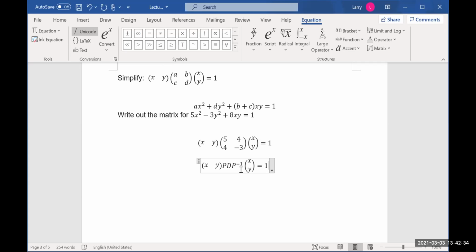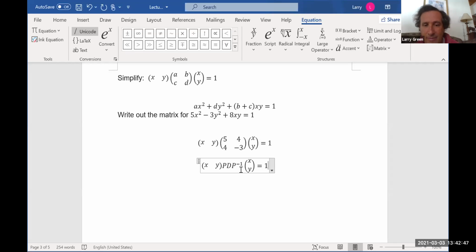Okay. So what the P does is it rotates the plane and P inverse rotates it back. Is that clear? So this says we're going to start with our XY, we're going to rotate it, then we're going to do D, and then we're going to rotate it back. Any questions on that?